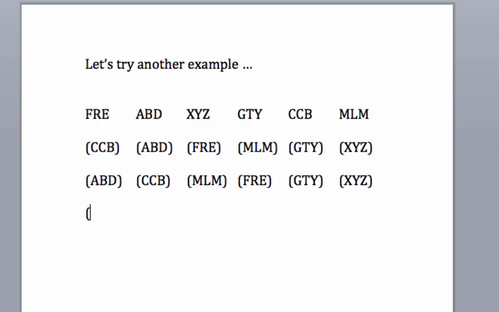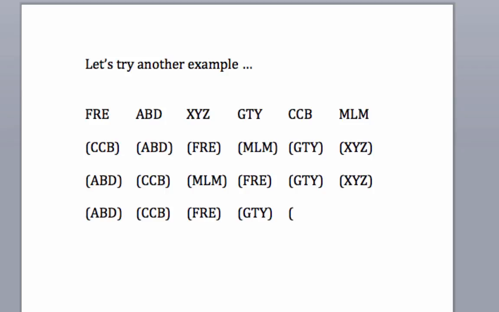So words that start with A, well, obviously A, B, D, and that's the only one. Next bucket, words that start with B, none. Words that start with C, C, C, B, there's nothing else. Words that start with the next letter in the English alphabet, it will be F, R, E. So I need to create a bucket for those 2, right? F, R, E. And then the next bucket is G, T, Y.